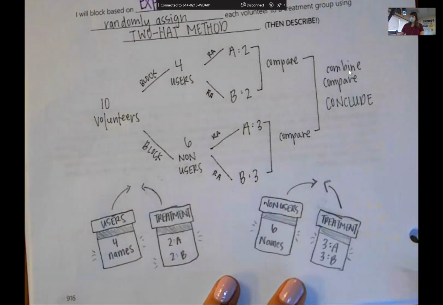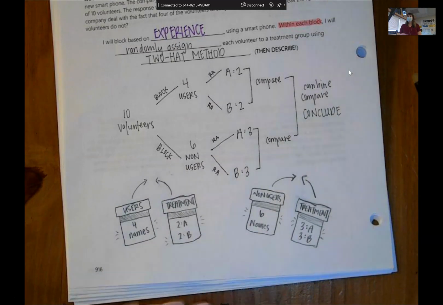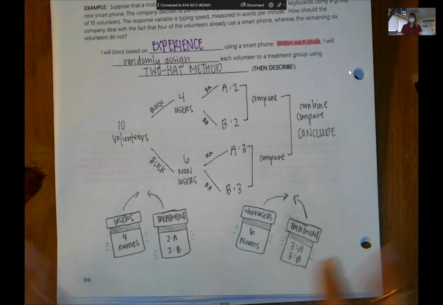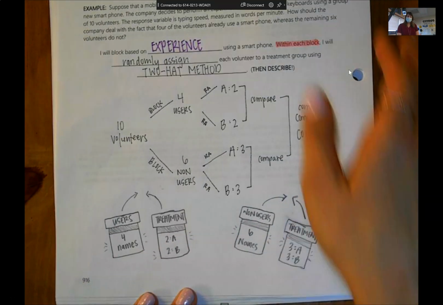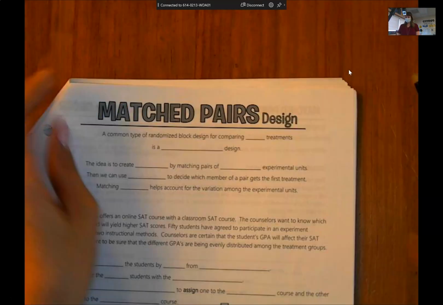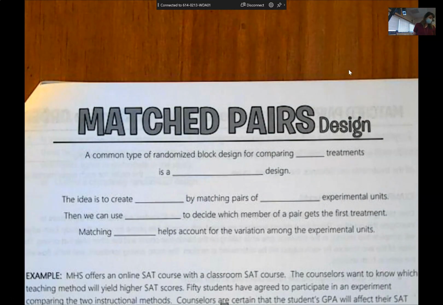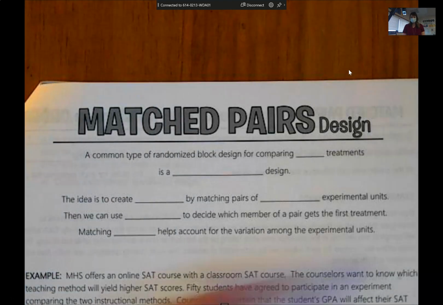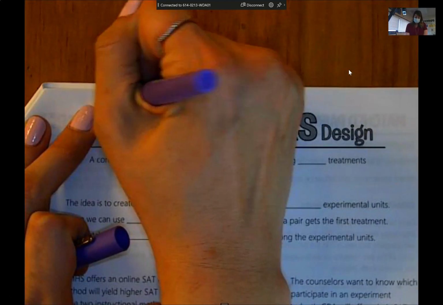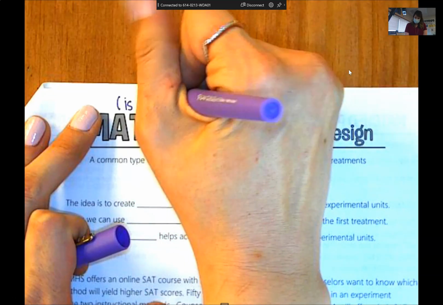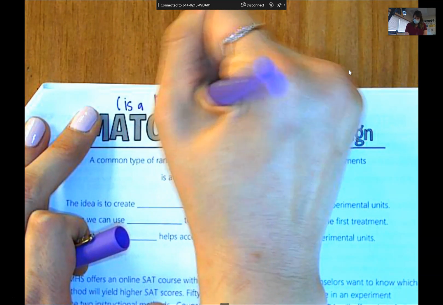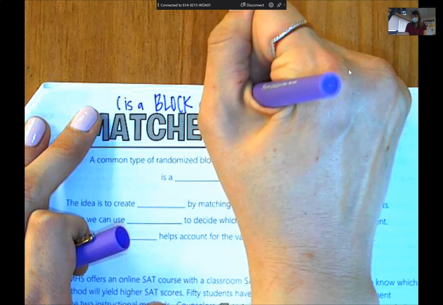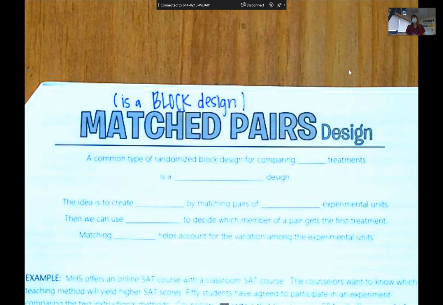Okay, so the next page describes a very special block design. All of the methods that we look at today are block designs. This is the basic block design. A more complex block design is called matched pairs. At the top, I'm just going to remind myself that this is a block design. It's just a special, very specific one.